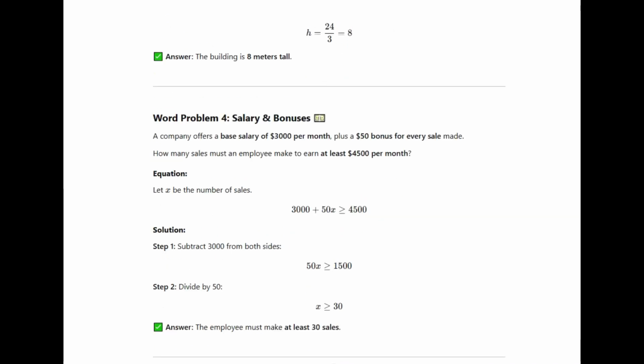Word problem 4. Salary and bonuses. A company offers a base salary of $3,000 per month, plus a $50 bonus for every sale made. How many sales must an employee make to earn at least $4,500 per month? Equation. Let x be the number of sales. 3,000 plus 50x is at least 4,500.